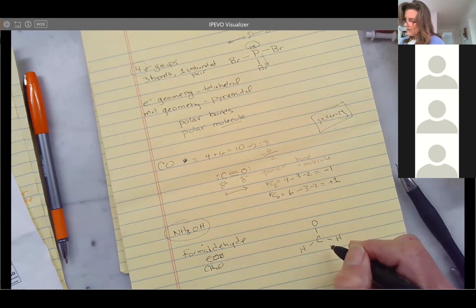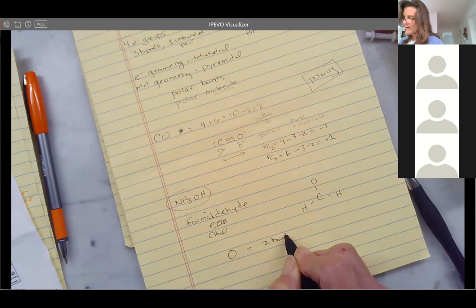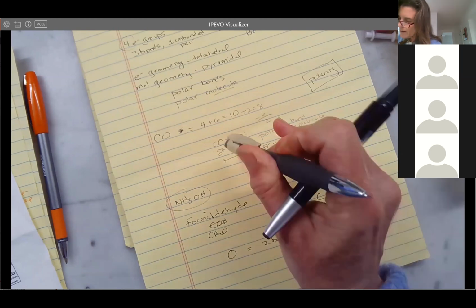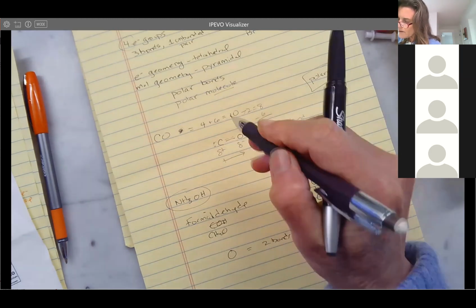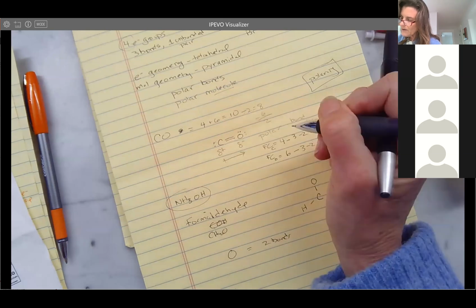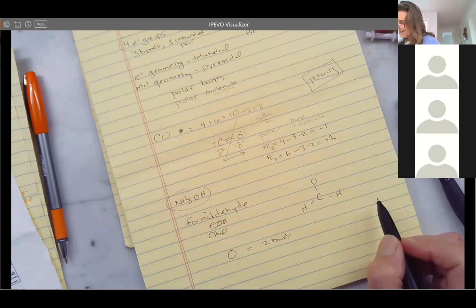Some things to know. I did put a slide in the PowerPoint. Oxygen can have 2 bonds. So that's the problem with this. Oxygen can't have 3 bonds. So how would that be? If I did that, it would have to be like this. Yeah, I don't know. Don't worry about that. I'll look at it later. It's going to bother me now.